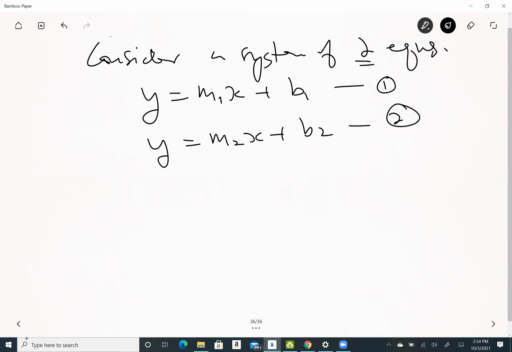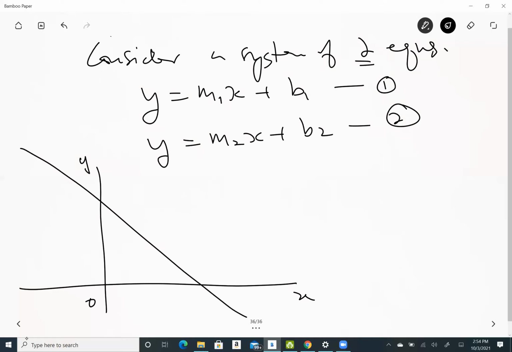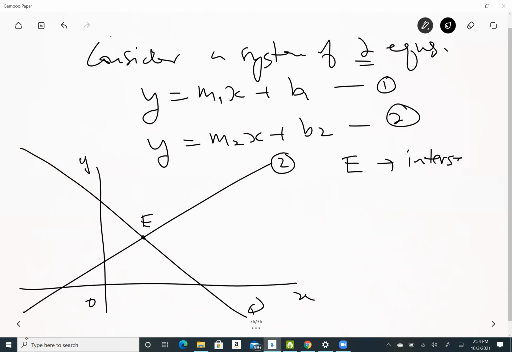Okay. Now graphically, it will look something like this. You got x here, y here. I draw two functions, 1, 2. Okay, I got 1 and 2. And then you see here, there is a point of intersection. So that is the solution. So I call E the intersection. And that is what we call the solution. And here, there is only one point. Okay. One point of intersection.